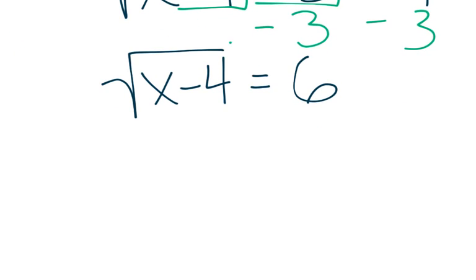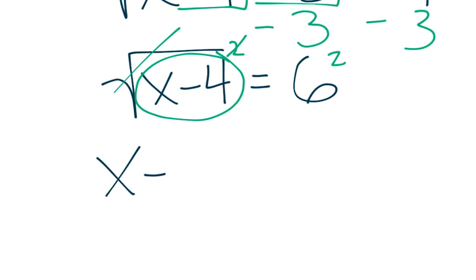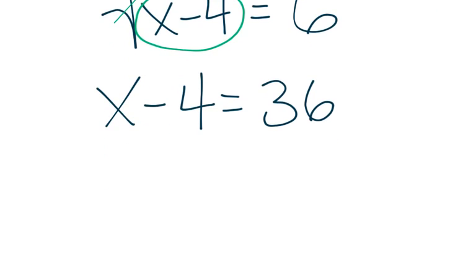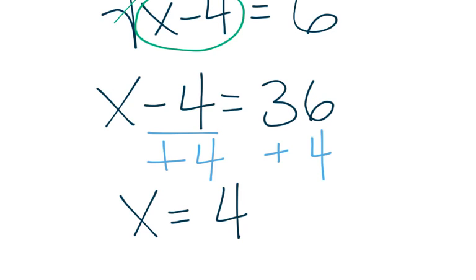Now we're going to square both sides. So what we have left is the part on the inside, since the square and the radical cancel out. So we have x minus 4 equals 6 squared, which is 6 times 6, that's 36. Now we want to undo this minus 4 by adding 4 to both sides. So x equals 36 plus 4, which is 40.